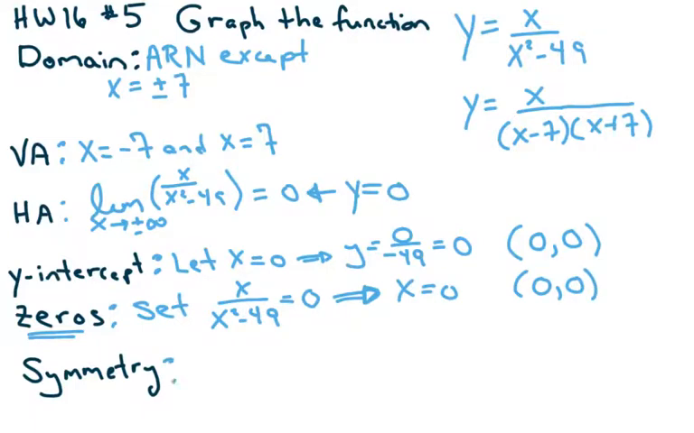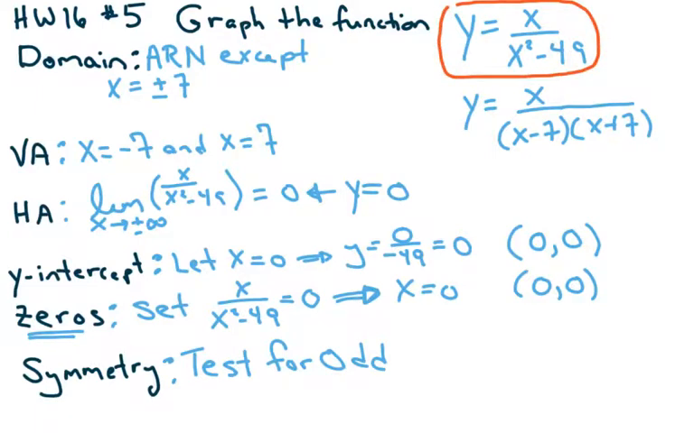Now symmetry, I'm going to test for odd. How do I know to do that? Well, if you look at this function, I can tell that it's not going to be even because this x up here is not squared. And I might not be 100% sure. I might not remember this is going to be an odd function. So I'm going to test for odd. And how do I do that?